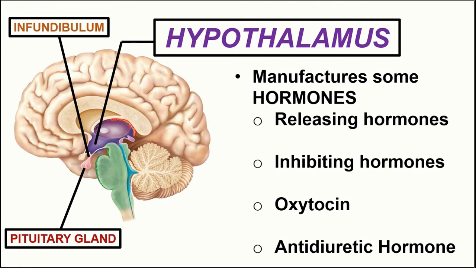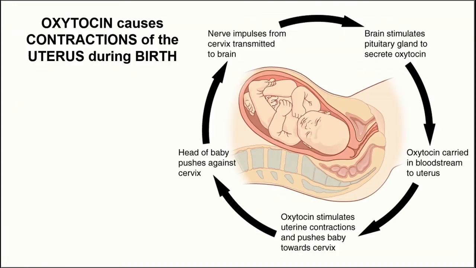It also creates two other hormones. One of them is called oxytocin, and the other one is called antidiuretic hormone. So let's take a look at what these two hormones do specifically. So recall from chapter 1, when we talked about feedback cycles, I mentioned the positive feedback cycle of the contractions of the uterus during childbirth, and the primary chemical signal that controls those contractions of the uterus is oxytocin.